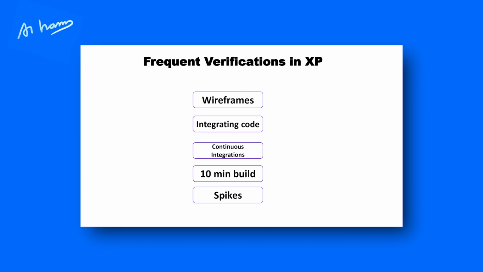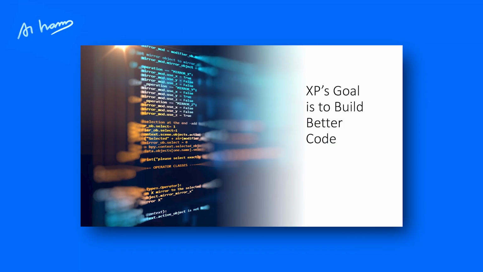Then spikes are like a weekly iteration where you want to go and check one particular concept that you want to try. Whatever the POCs, the POC may pass or fail, but the spike is successful because you've got feedback. Okay, so many ways of seeking feedback. It's very important for us to seek feedback to improve the way we are developing the software. So as I told you, finally, with all these things, the goal of XP is to build better code.